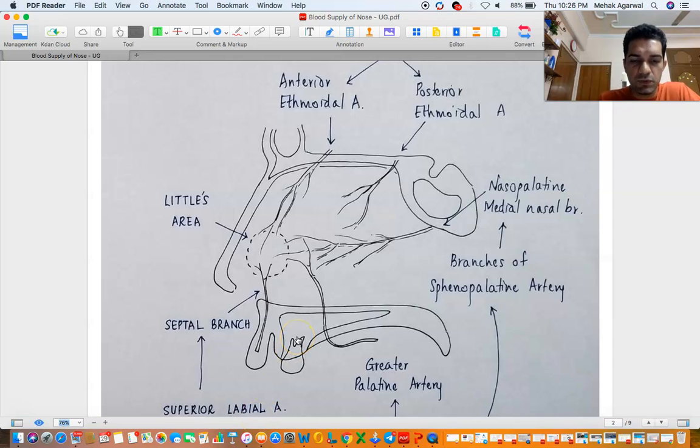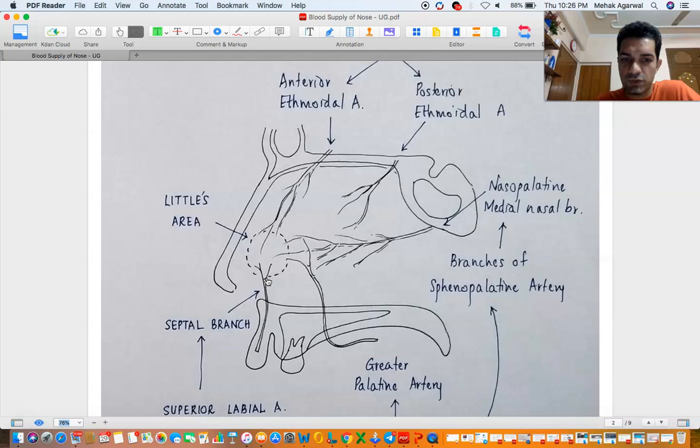What else you need to know when you discuss the blood supply of the septum is an area called Little's area, where you have a plexus of arteries called Kiesselbach's plexus, formed by the anterior ethmoid, branches of the sphenopalatine, septal branch of greater palatine, and septal branch of superior labial. After knowing these 5 arteries, this is the basic.